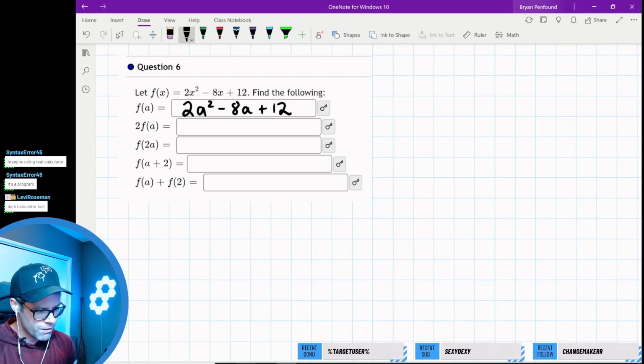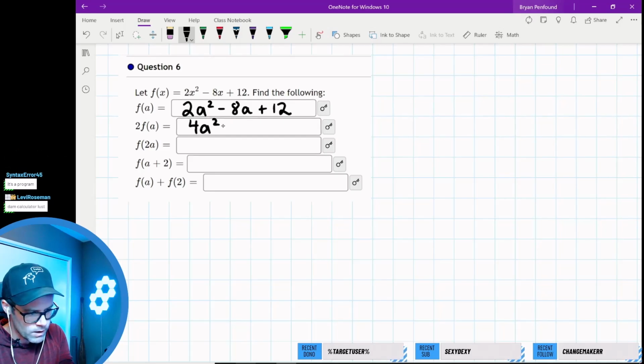Now, f2 times f of a is just going to be the expression we wrote down. We just have to multiply everything by 2. So it's going to be 4a squared minus 16a plus 24.